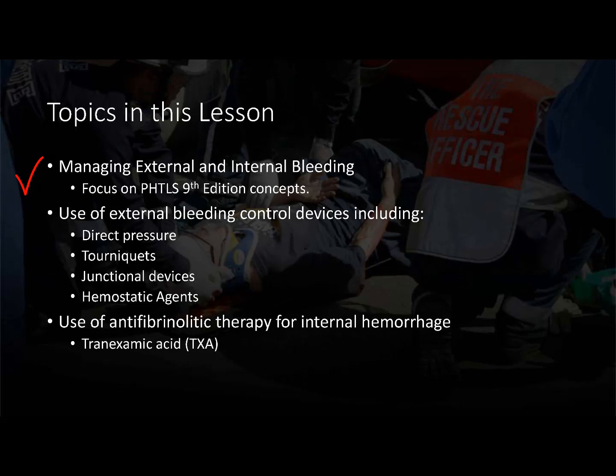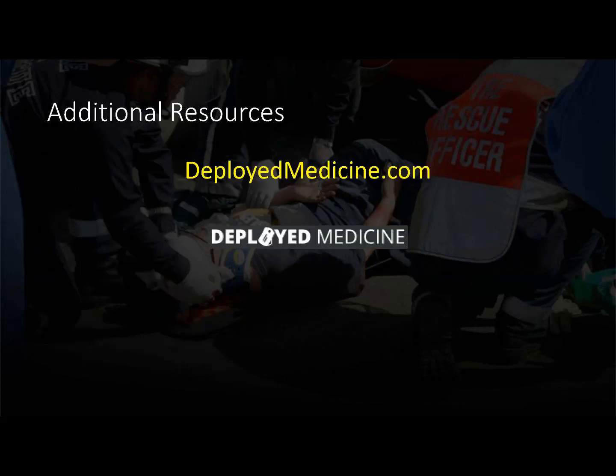We'll be talking about the use of external bleeding control devices, including the use of direct pressure, tourniquets, junctional devices, and hemostatic agents. And then we'll also talk about internal hemorrhage control with the use of antifibrinolytic therapy like that of TXA.